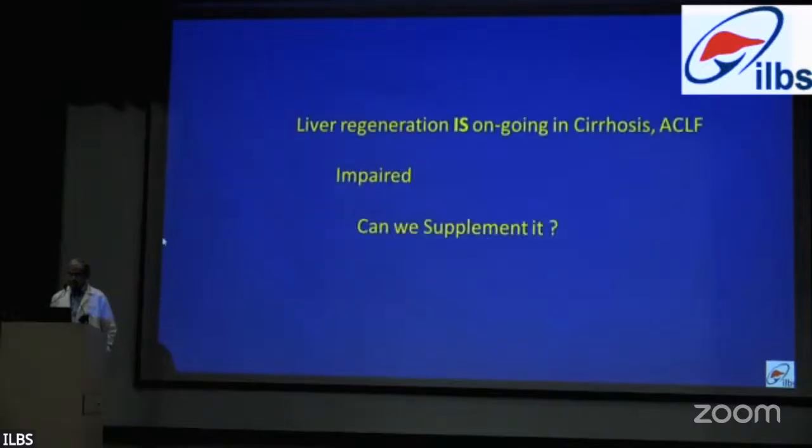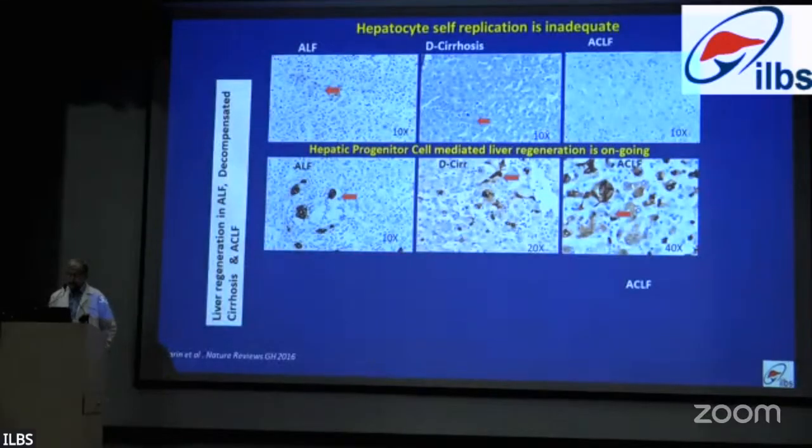So my first statement, and I want this to be done by the next generation: liver regeneration is ongoing in cirrhosis and ACLF. However, it is impaired, it is defective, and can be supplemented. And here, just to show you, in ALF you have regeneration, in cirrhosis poor, in ACLF very poor. So self-replication is inadequate. Progenitor cells, yes, and much more in ACLF.